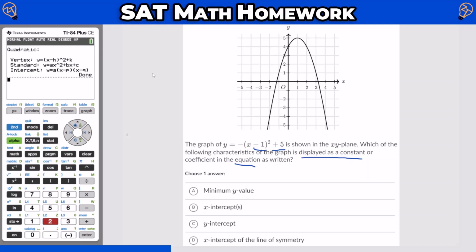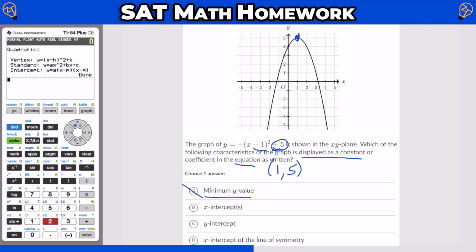That's why it's a plus. You don't take the opposite. So the vertex is (1, 5), and they say the minimum y value. Well, the thing to notice is this is actually a maximum, right? So that 5 is the maximum y value. So even though it is there, it's not a minimum, it's a maximum.